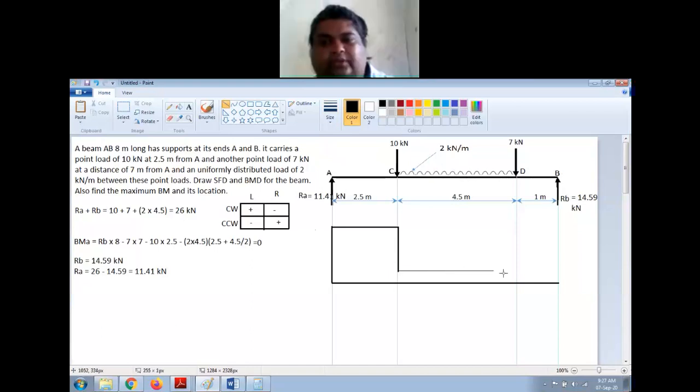So I'm doing a construction here for us to understand. I have drawn a horizontal line at this point.